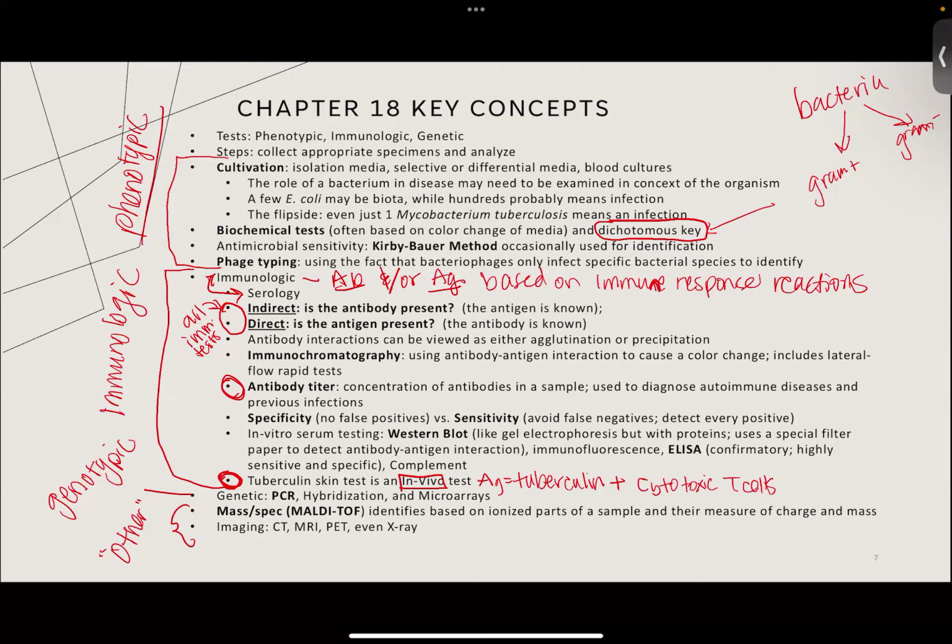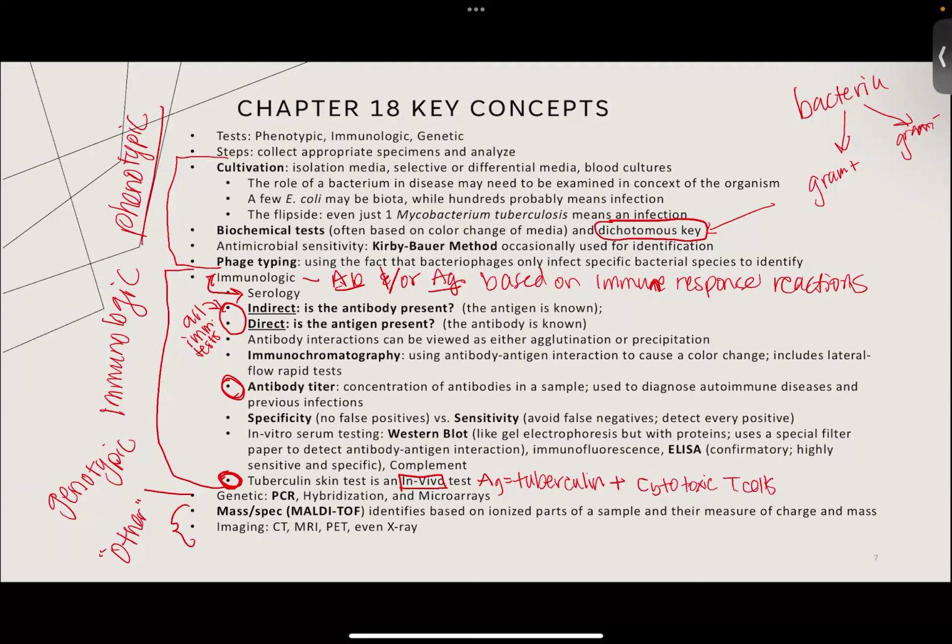Specificity and sensitivity. How specific a sample is means that we are only recognizing the, I have got to mute this. This is getting annoying. Okay. Antibody titer. God, I got sidetracked again.